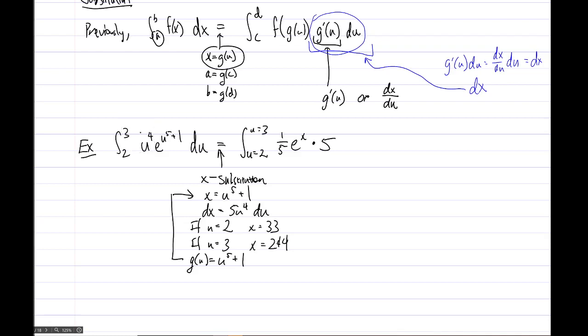So I'm just going to write that as u to the fourth du, the whole point being that this entire part right there is dx, which we see right here. Then, because we're about to replace this with dx, now the bounds of the integral should be x values, which is why we computed these over here. And we'll have the integral from 33 to 244 of 1/5 e to the x.